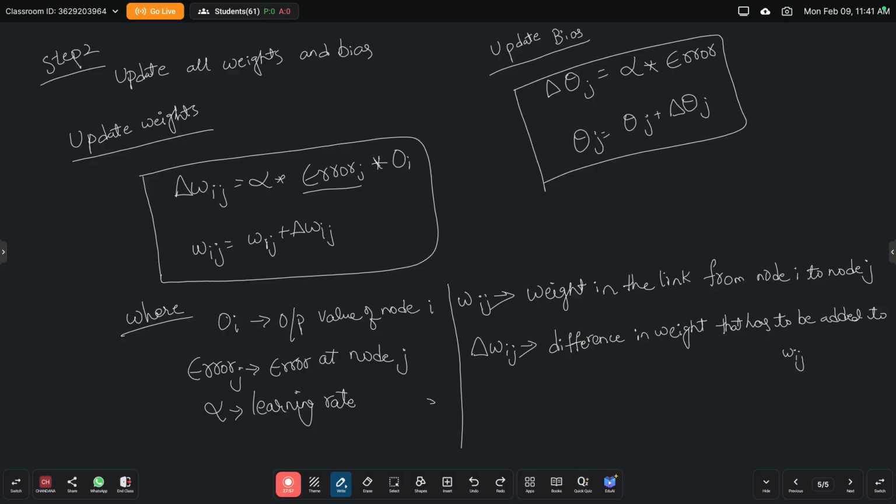Here error j is the error at node j. Alpha is the learning rate.